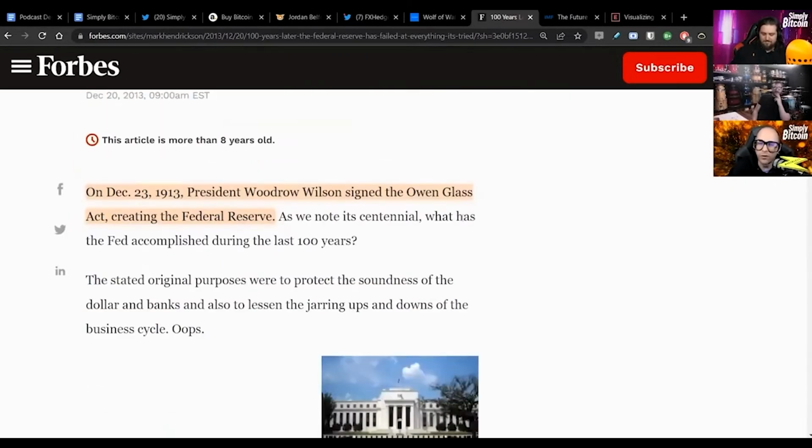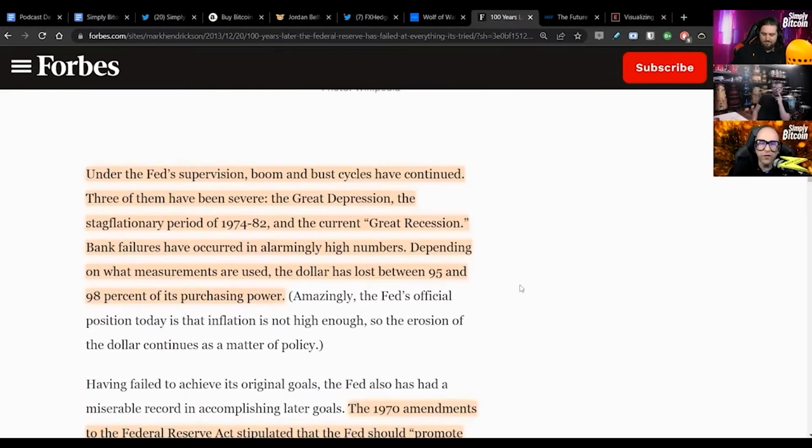On December 23rd, 1913, President Woodrow Wilson signed the Owen-Glass Act, creating the Federal Reserve. Under the Fed's supervision, boom and bust cycles have continued. Three of them have been severe: the Great Depression, the stagflationary period of 74 to 82, and the current Great Recession, which they're referring to as the 2008 crisis. Bank failures have occurred in alarmingly high numbers. Depending on what measurements are used, the dollar has lost between 95 and 98% of its purchasing power. Keep that in mind. That's part of the signal.